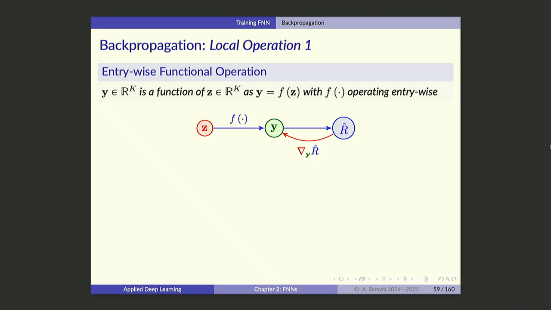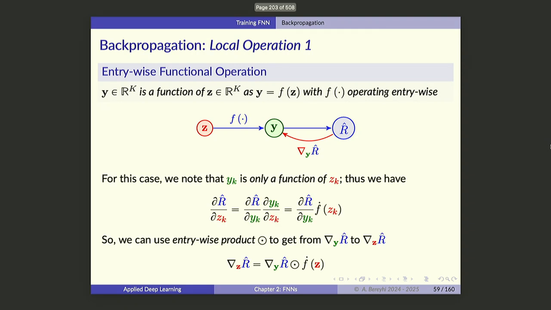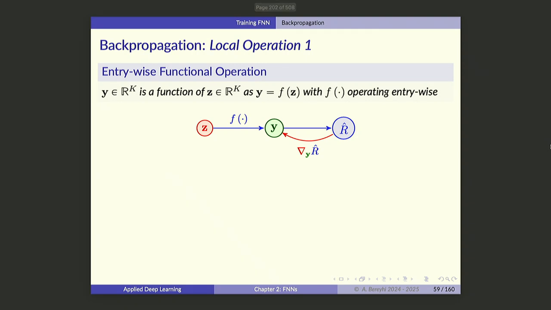But again, we are not yet there. Okay? You just think of one variable z. You have this entry-wise operation. You get the vector y. And then you do know what is the gradient of the final output with respect to y. Okay? Everybody's clear? Okay. Now what I want to compute, I basically want to compute the gradient of r hat with respect to this z. Okay?